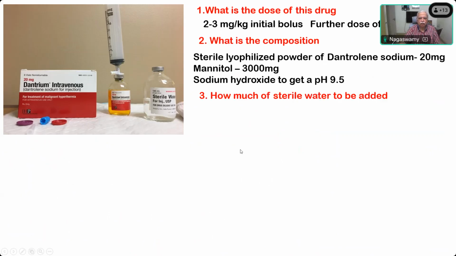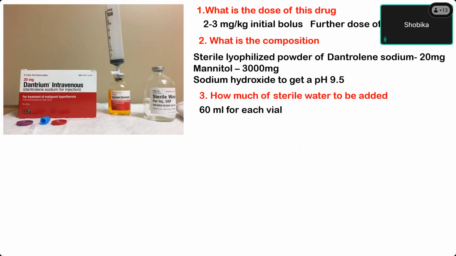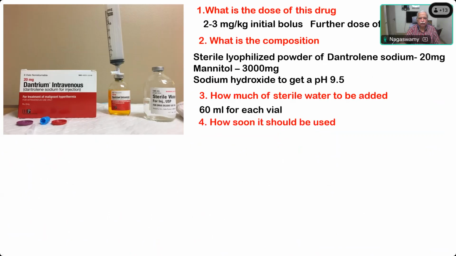How much sterile water to be added? 60 ml. Excellent. 60 ml for each vial. How soon should it be used? Within 6 hours of dilution, sir, at room temperature. 6 hours after reconstitution. Fantastic.